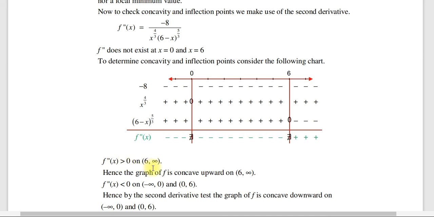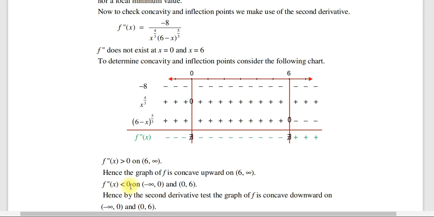on the interval 6 to infinity, from 6 up to positive infinity, the second derivative is greater than 0. Hence the graph of f is concave upward from 6 up to positive infinity. Now that is concave upward.